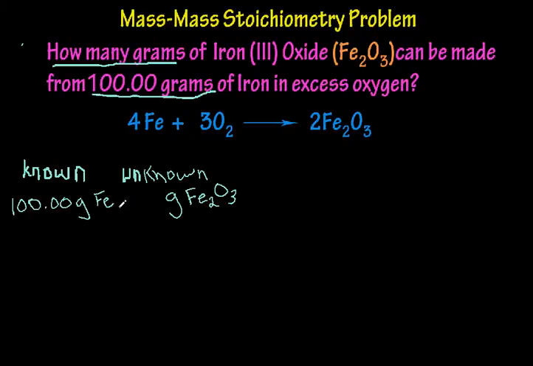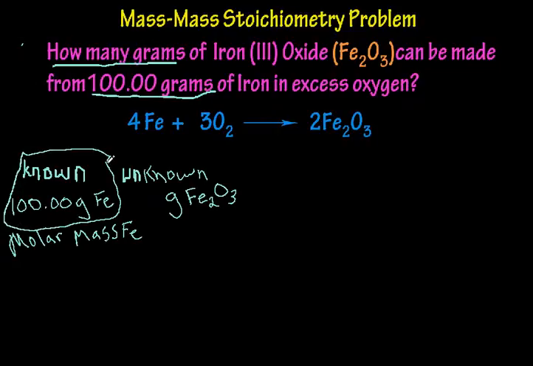Since this is a mass problem, we're going to have to go to the periodic table twice, once for every chemical. So let's get the molar masses. Here's my first part of my table. Here's my second part of my table. And the molar mass of iron, where are we going to find that? How are we going to find out what a mole of iron atoms weighs? Well, we need our periodic table.